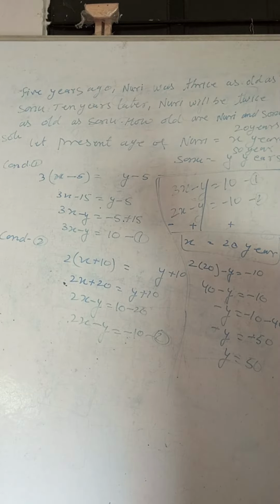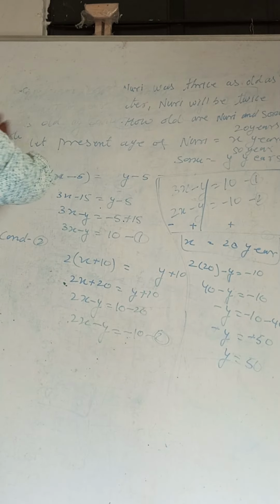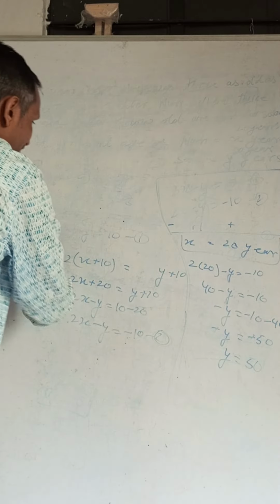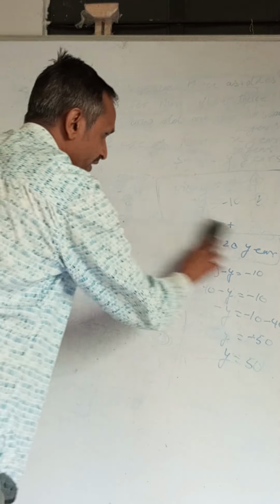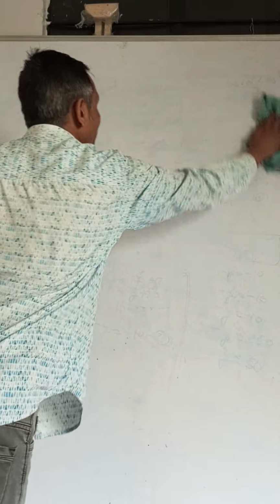the elimination method. Now we are going to the third method, that is called the cross multiplication method. Cross multiplication means what? The method that is got by crossing each other. First one we learned was substitution. Second we learned elimination. Third we are going to learn the cross multiplication method.